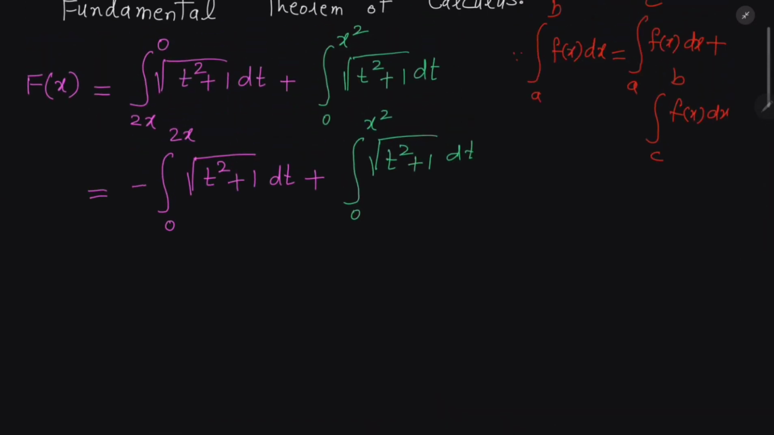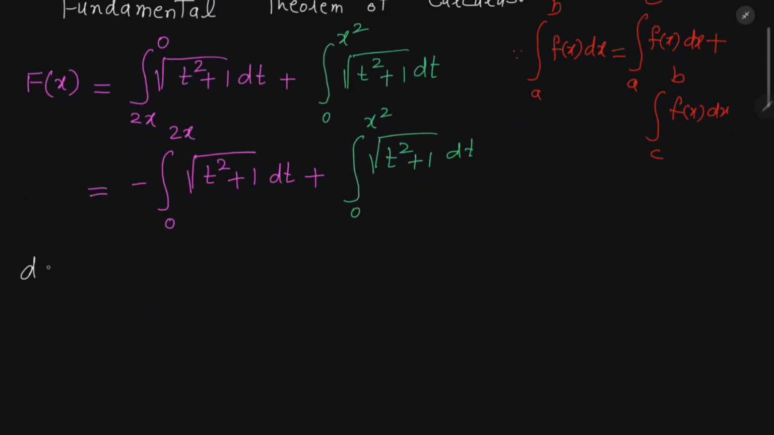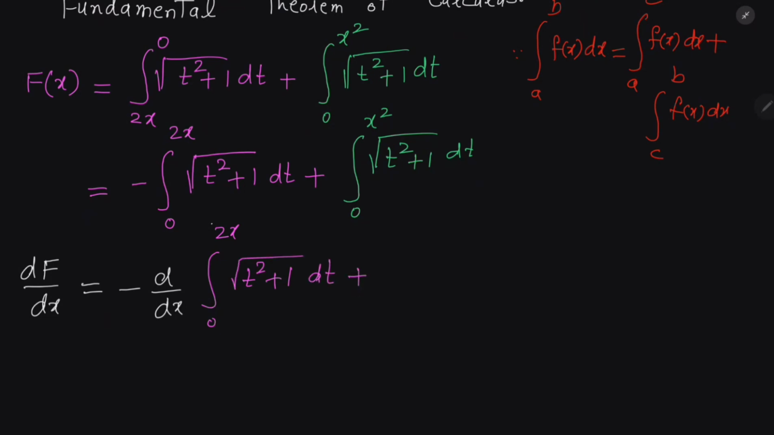So I take the derivative on the left hand side, which is the question. df by dx is equal to minus, we take the derivative of the right hand side, the integral from 0 to 2x of square root of t square plus 1 dt, plus the integral from 0 to x square, I'm sorry, there should be d by dx, of square root of t square plus 1 dt.